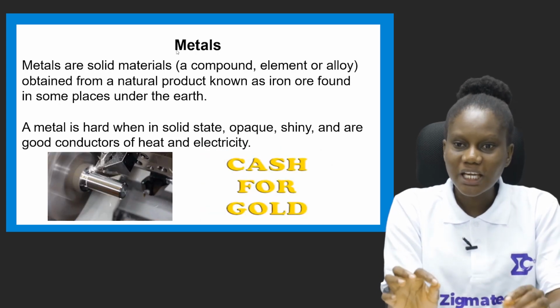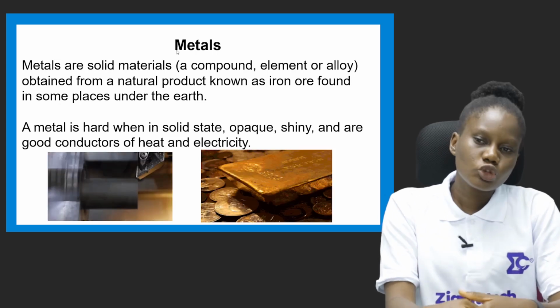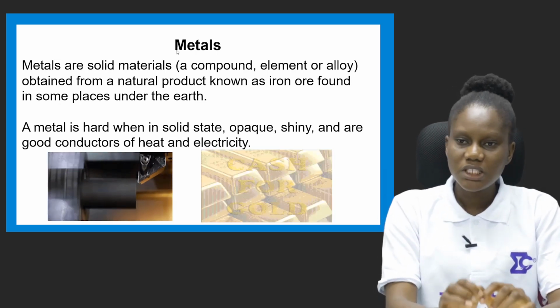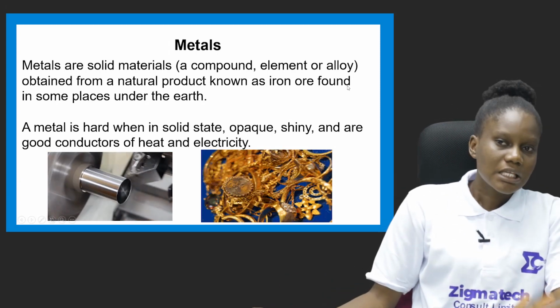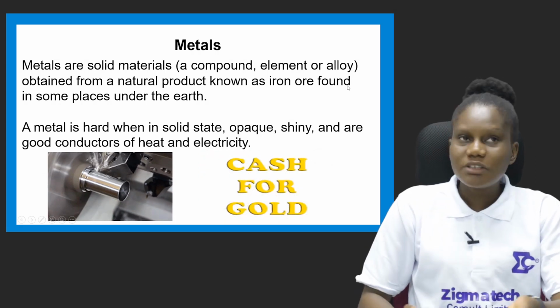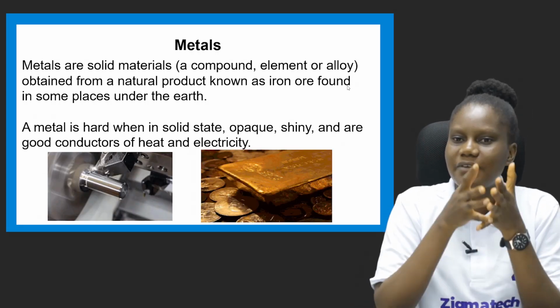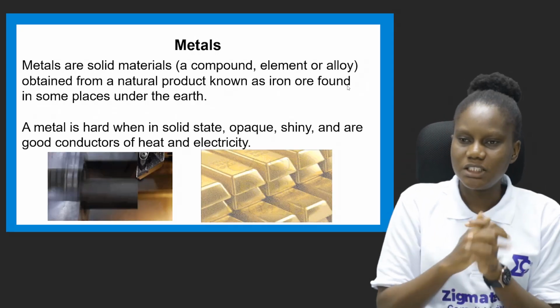When you see them, they are shiny in nature, and some of them are good conductors of heat and electricity. So you know your metals. Metals are solid materials obtained from a natural product known as iron ore. They are gotten from iron ore, and iron ore is found under the earth. Not in every place, but some places under the earth.